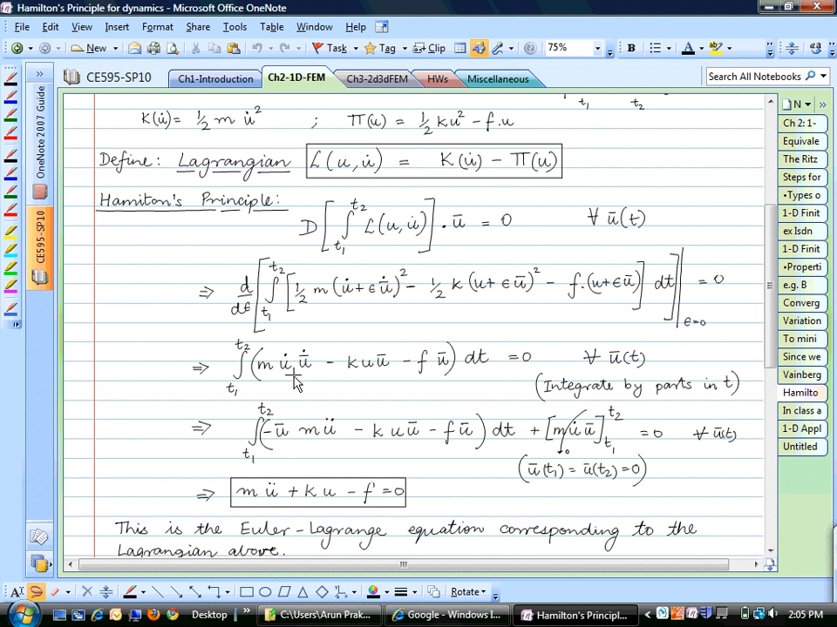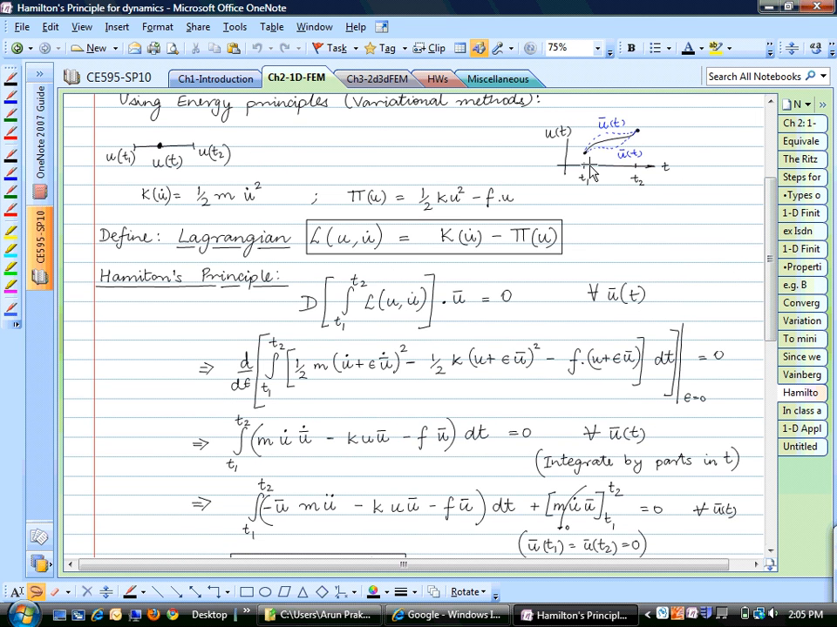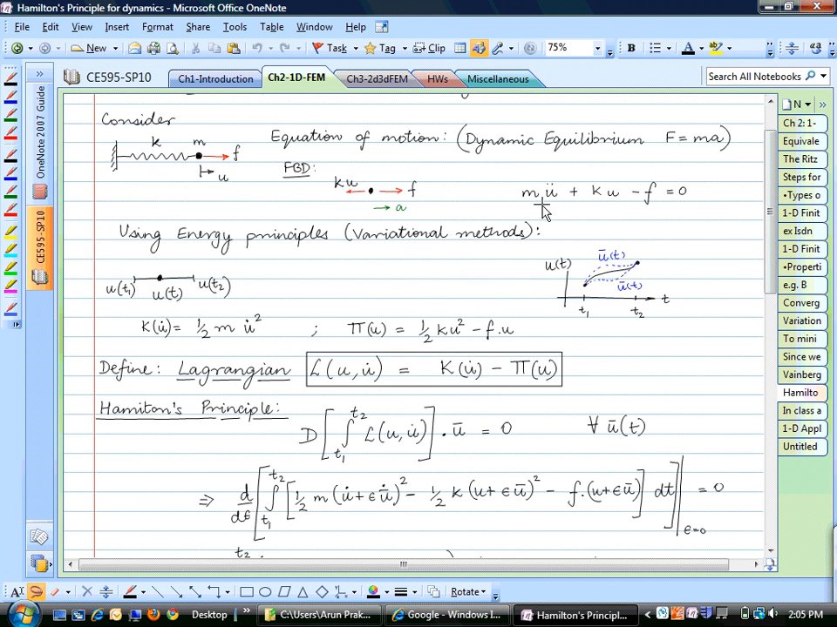If you take the integration by parts of this term with respect to time, then you will get this term. Now all you have to do is take u bar common, and you get your equilibrium equation. This is the exact same analogy that we had in statics. You take your potential energy, or in this case the Lagrangian, you take the directional derivative of that Lagrangian, or you try to minimize that Lagrangian in time, and what you will end up with is the equation of motion.